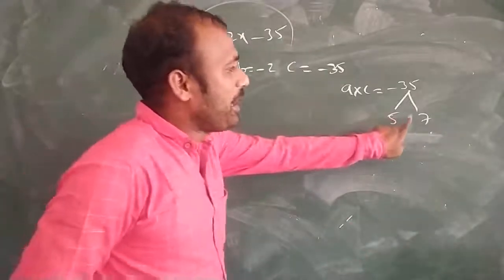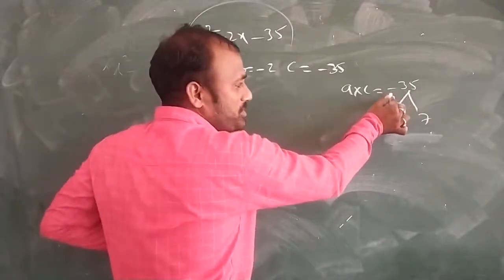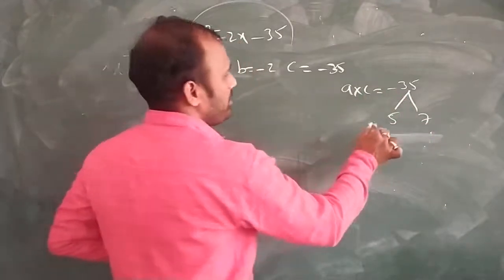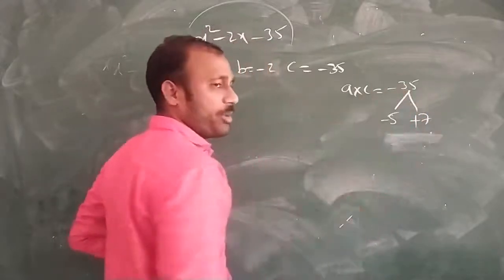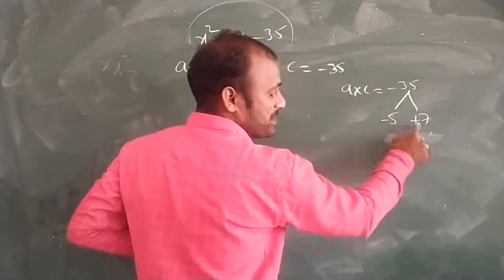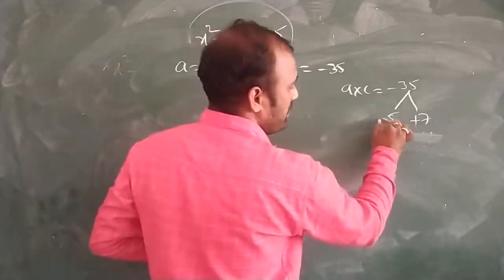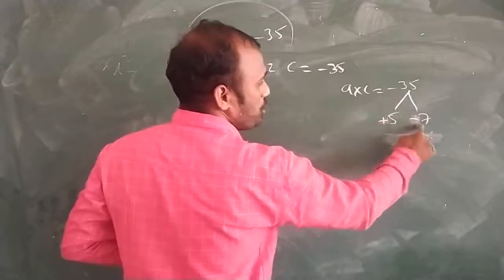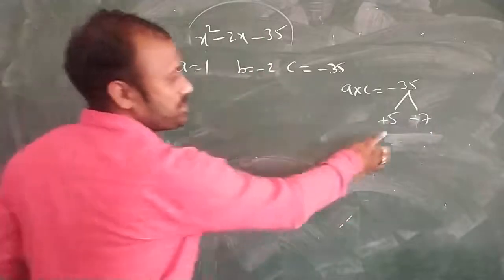Now, if I multiply 5 into 7, I am getting 35, but here the symbol is minus. So since the symbol is minus, at least one should be minus in these two. If I treat minus 5 and plus 7, 5 into 7 is 35, minus into plus is minus. If I do addition of this, I have to get the b value. Minus 5 plus 7 gives plus 2, but here it is minus 2. So I have to alter the symbol. Here it will be plus, here it will be minus. 5 7s are 35, plus into minus is minus, it is satisfied. If I add plus 5 and minus 7, the answer is minus 2. So this is the perfect one.